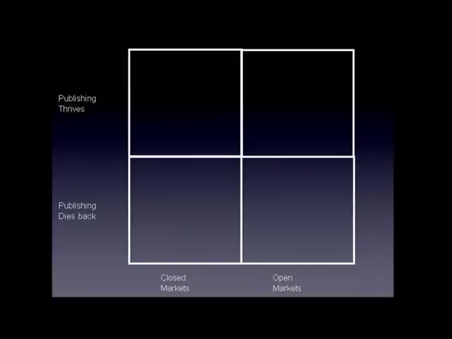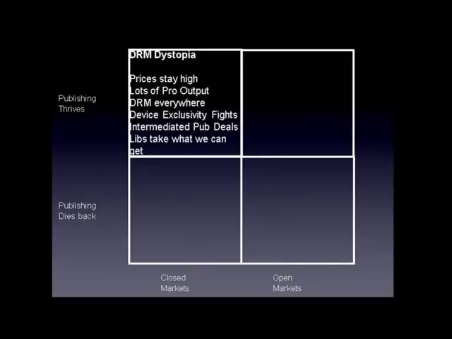So let's make a matrix here. The top row is where publishing thrives, the bottom row is where publishing dies back. The left column is closed markets, the right column are open markets. So let's look at what each one of these might look like. And again, sorry for the formatting. If publishing thrives and closed markets become the standard, you have what you might call a DRM dystopia.